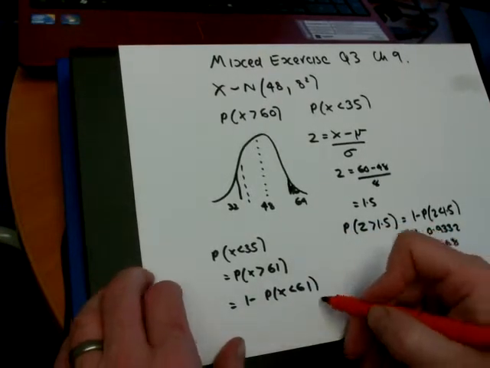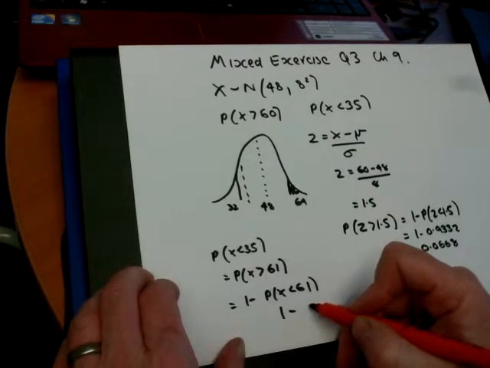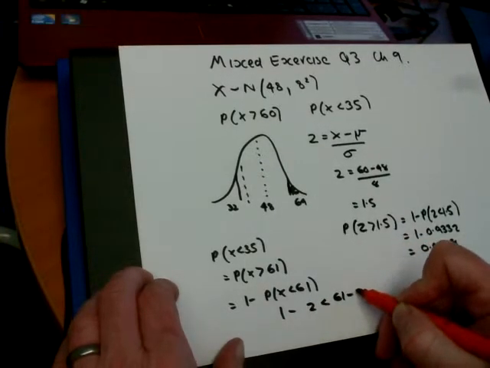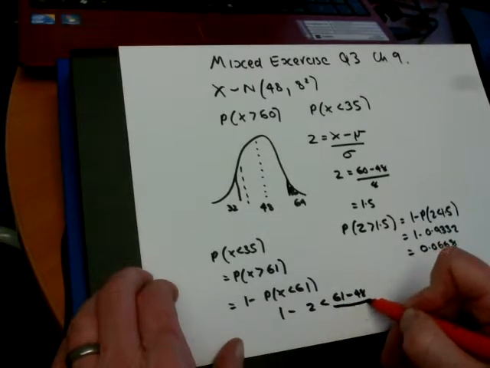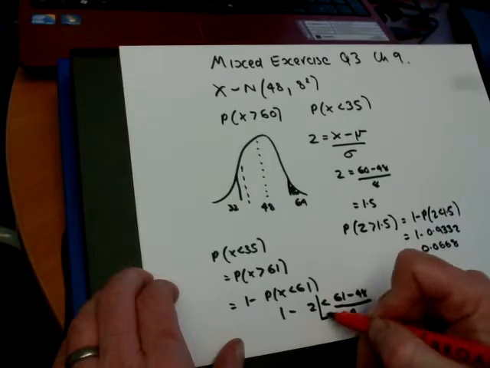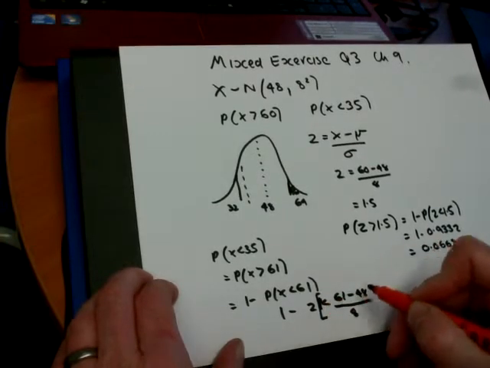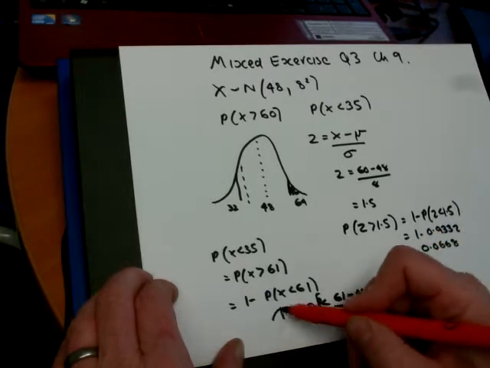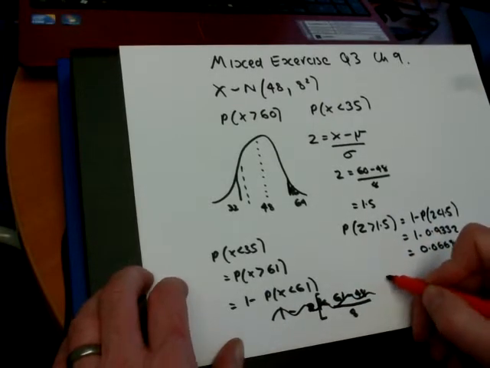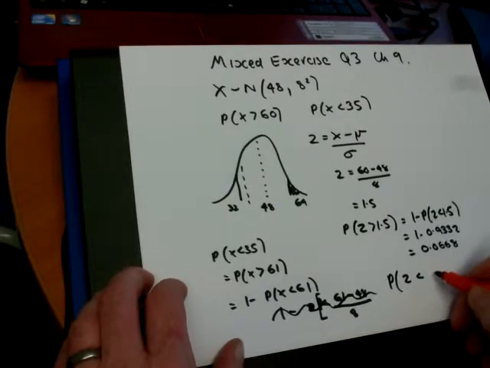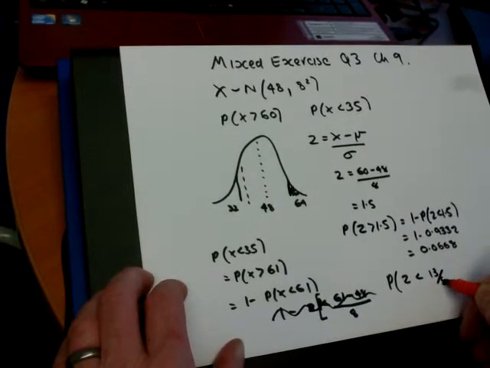Very similar to the previous question. So 1 minus the probability that z is less than 61 minus 48, all over 8. I've made a bit of a mess of this, haven't I? I'll put a line through that. The probability that z is less than 61 take 48 is 13 over 8.